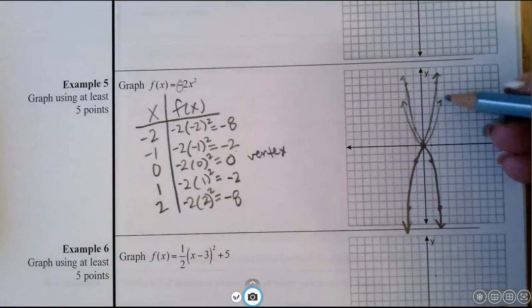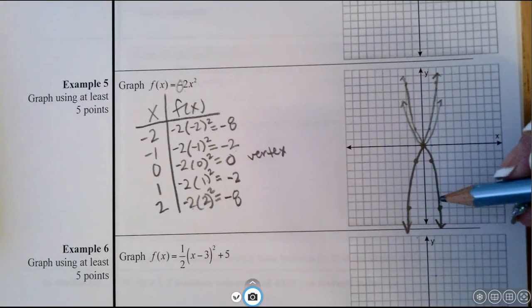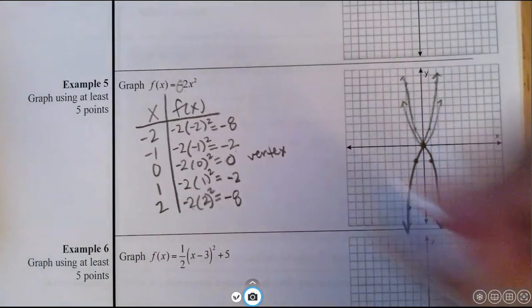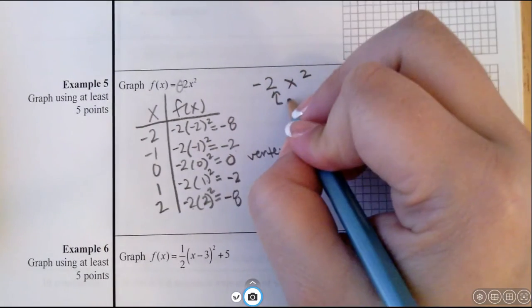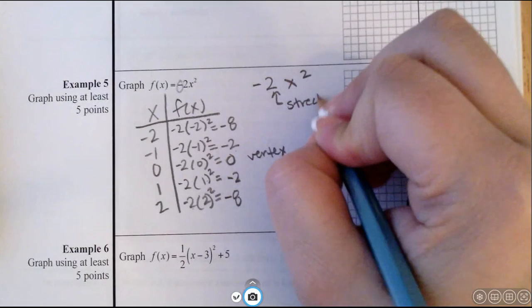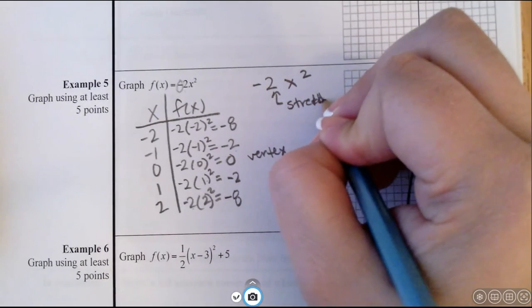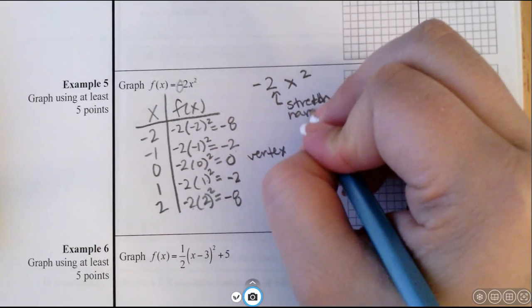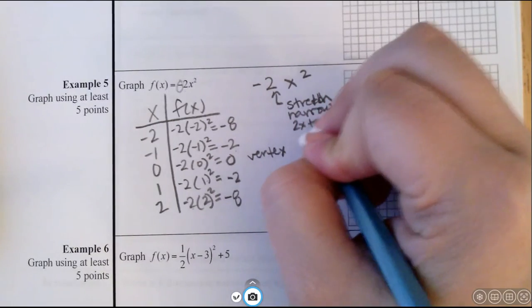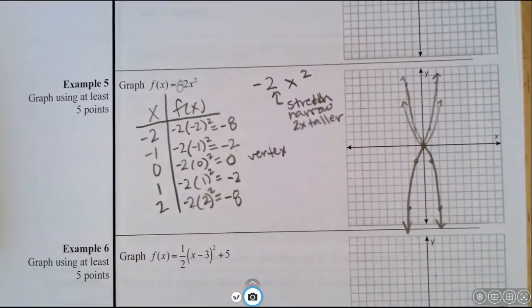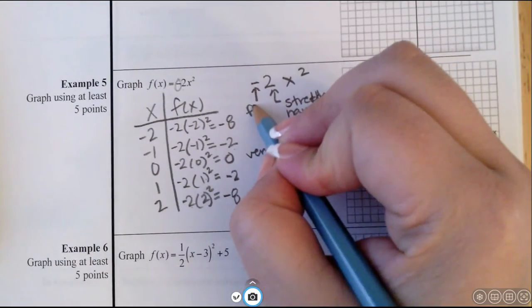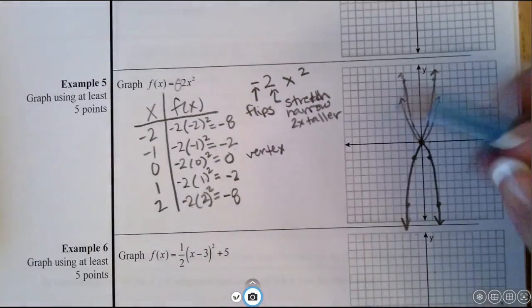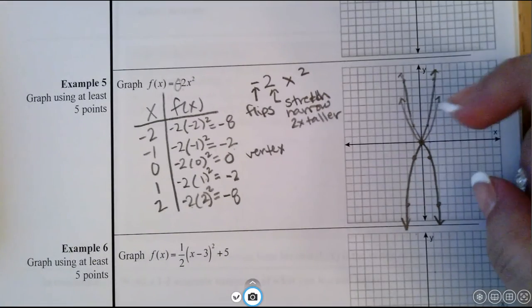But then it also flipped upside down. So the -2x squared, the 2 stretch, narrow, 2 times taller. We can describe it all 3 of those ways. The negative flips. It flips the graph upside down.